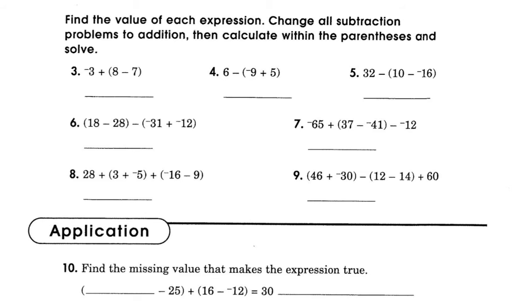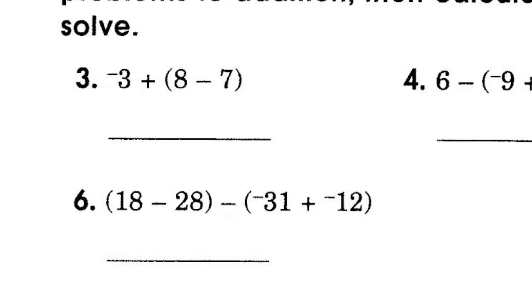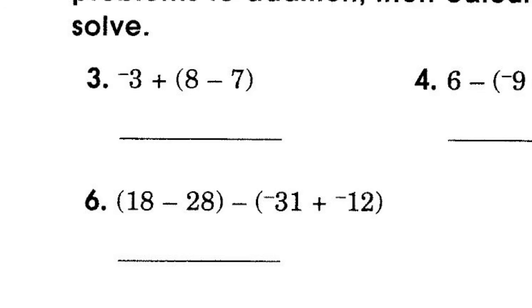All right, now you can do these problems two different ways. You could go through and change all of the subtraction to adding the opposite. If you have a calculator with the parentheses, you can punch it in as is on your calculator. So on problem 3, I would punch in negative 3 plus begin parenthesis 8 minus 7 end parenthesis, hit equals, and get an answer.